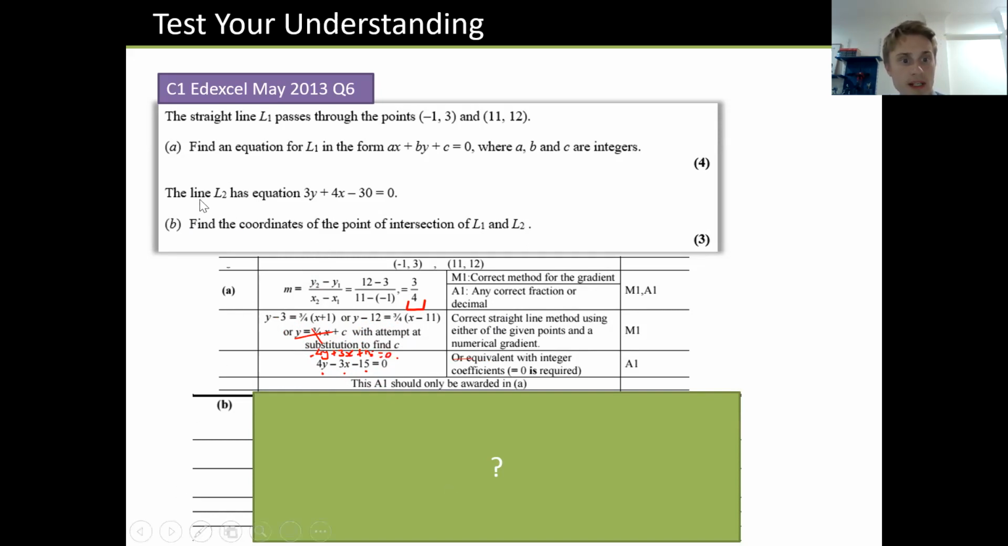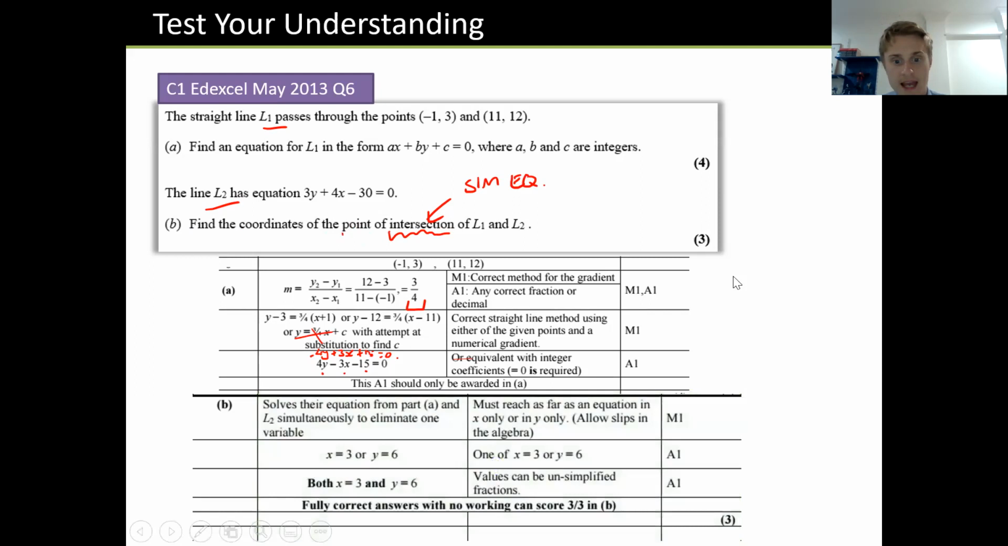Second part, so the line L2. So L1, L2, it's good to keep track of what's going on. This is a different line, okay? This is a different straight line. Find the points of intersection. Intersection, that's a big giveaway for simultaneous equations. Solve them together simultaneously and find a coordinate. x equals 3, y equals 6 is what you're looking for.